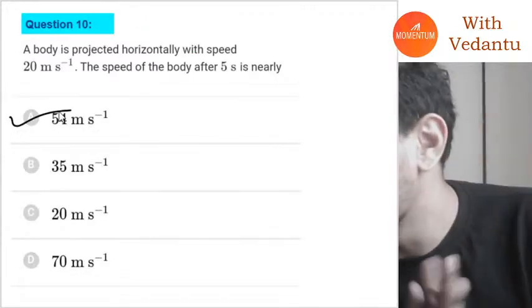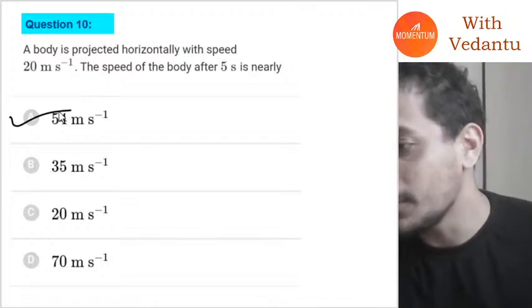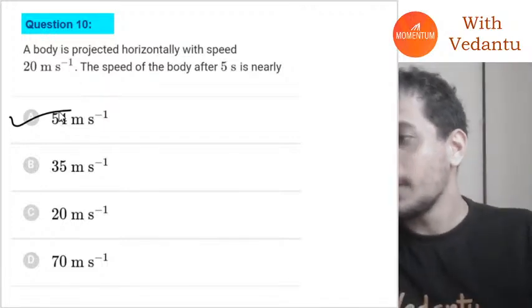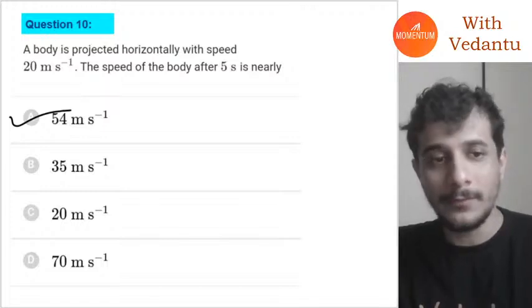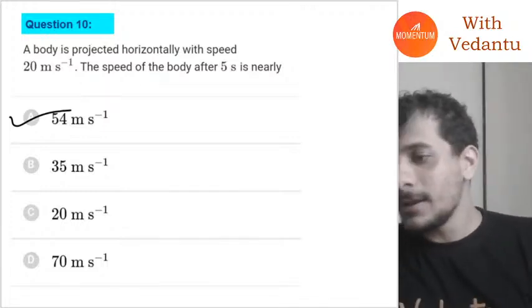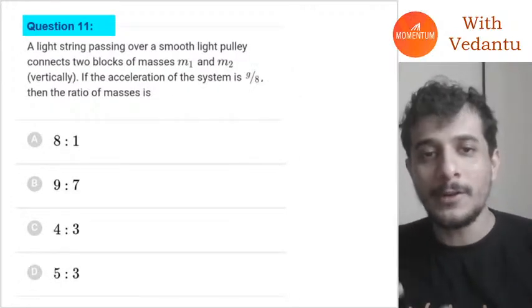It will be 54 meters per second. I hope everybody understood. Okay, thank you. Yeah, Amit Raj Sinha definitely understood. Okay, let's do next question, guys. Let's do next question. Fatafat.